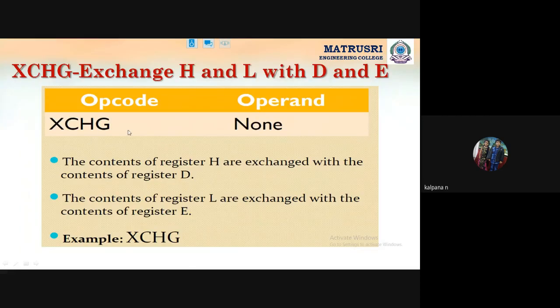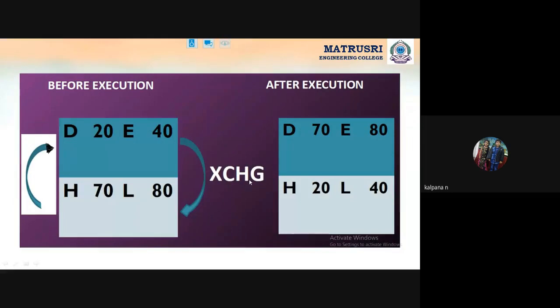Next, XCHG means exchange. This is used to exchange the data. XCHG considers the HL pair and the DE pair. The data present in HL is moved into DE, and DE is moved into HL. Here we are not representing any operands.